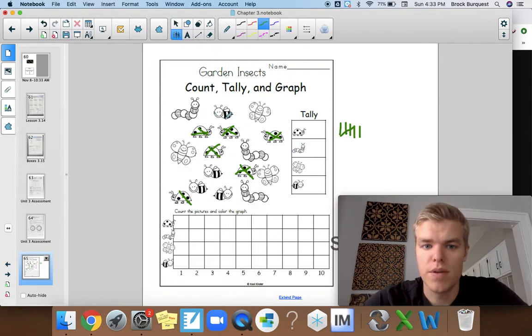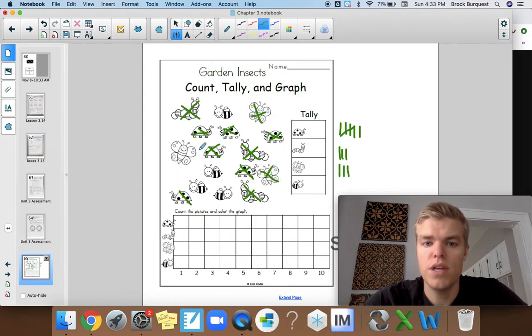Now I am going to start by counting my next one. Let's count the caterpillars. 1, 2, 3. So I'm going to put 1, 2, 3 tallies. Remember, after that you want to cross off the ones you've already used so you don't miss any or count any twice. Next, you count the butterflies. 1, 2, 3. So 3 tallies. I'm going to cross those ones off too.